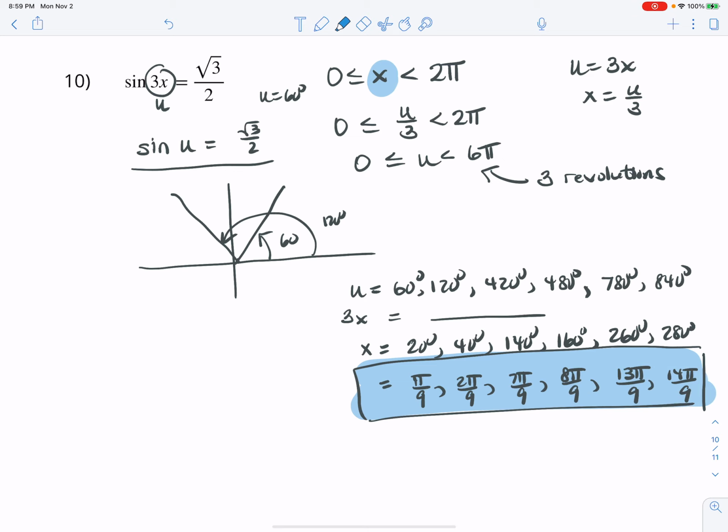So as you can see, when you have a multiple angle, things get a bit interesting. So just some things to keep in mind.